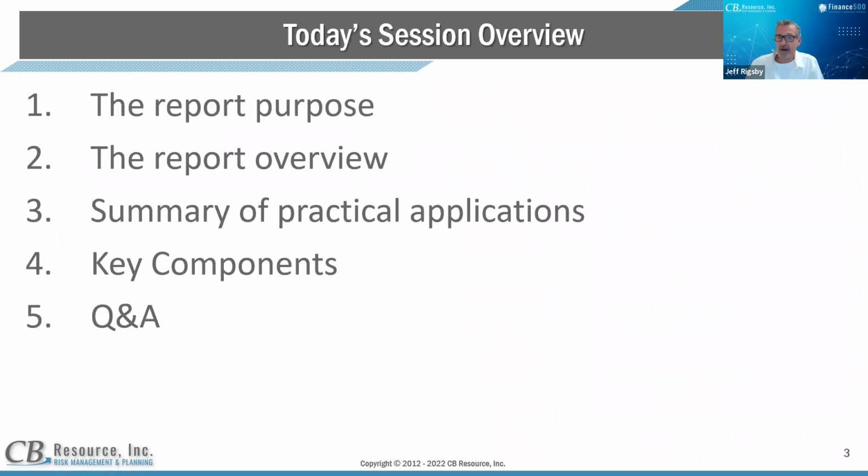As far as what I'd like to cover today, I want to talk a little bit about the purpose of the report, an overview of the report, and a summary of some practical applications, so how we see the report being used. Then we'll do a deeper dive into the key components, and literally walk through it page by page.